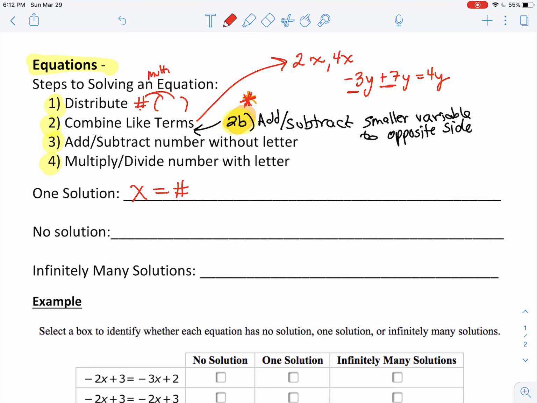Now, when you're solving an equation and you get an answer such as x equals any number, x equals 2, x equals negative 4, that means that there is one solution, okay? It's important that you know these 3 different types of solutions for today's problem of the day.